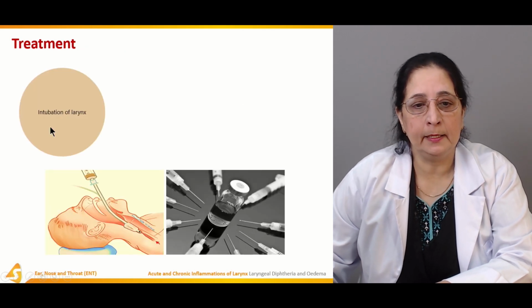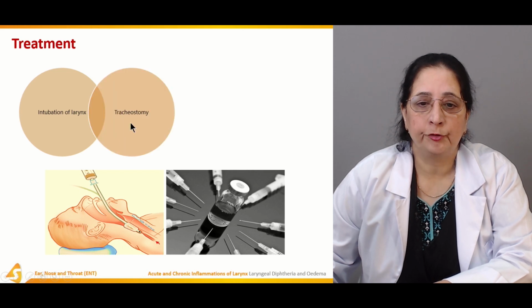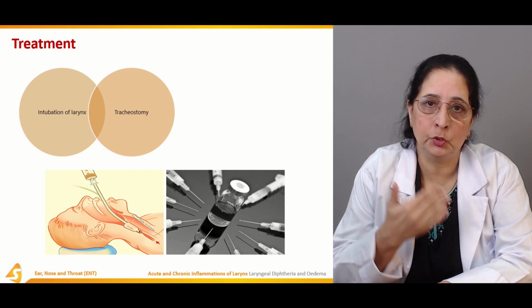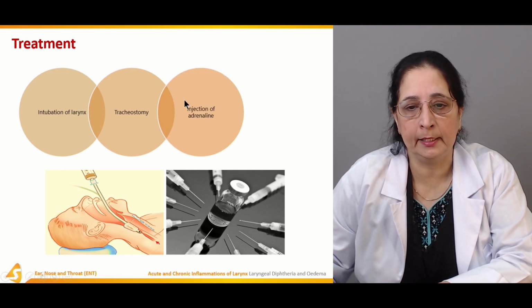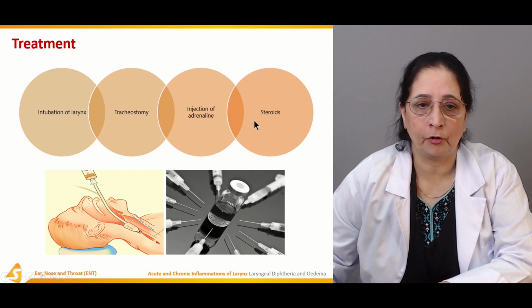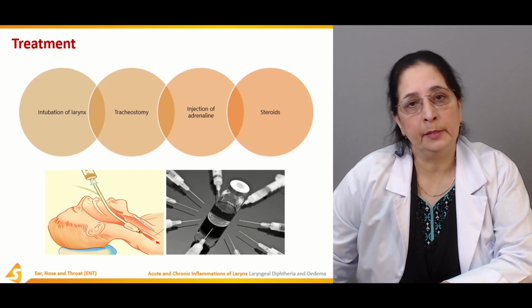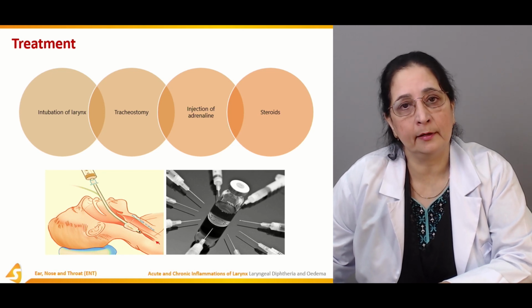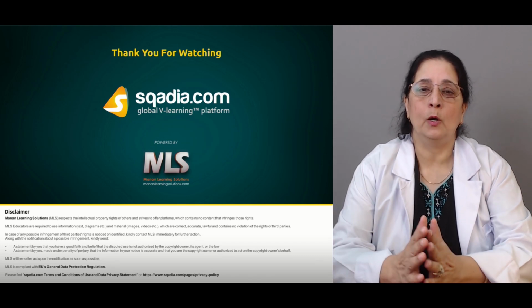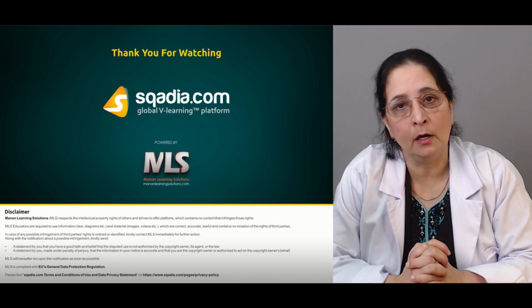Treatment is intubation of the larynx, tracheostomy in which a hole is made in the trachea to ease breathing, injection of adrenaline, and steroids. So different treatment options are used depending on how severe the condition is. So that was all about diphtheria of the larynx and edema of the larynx.